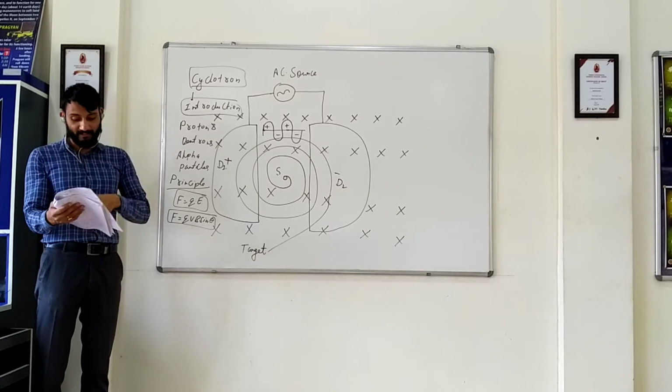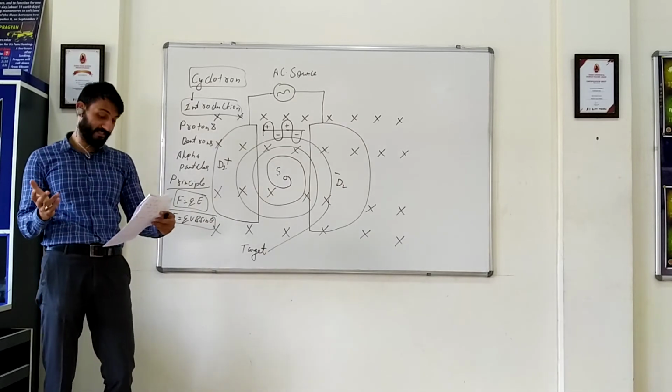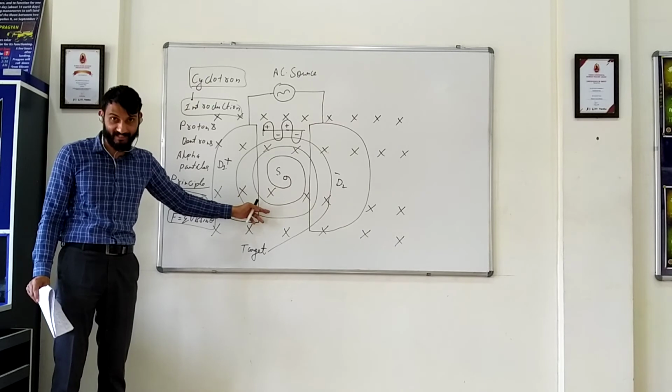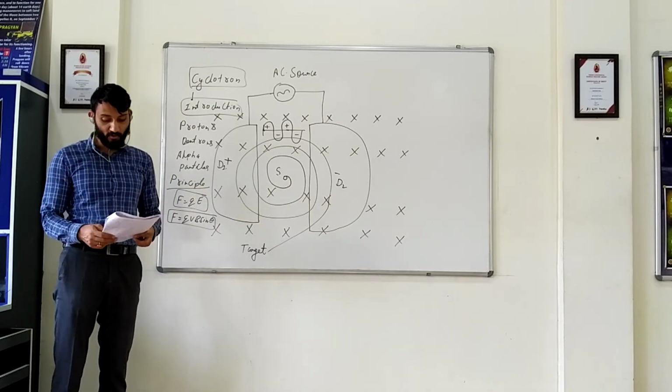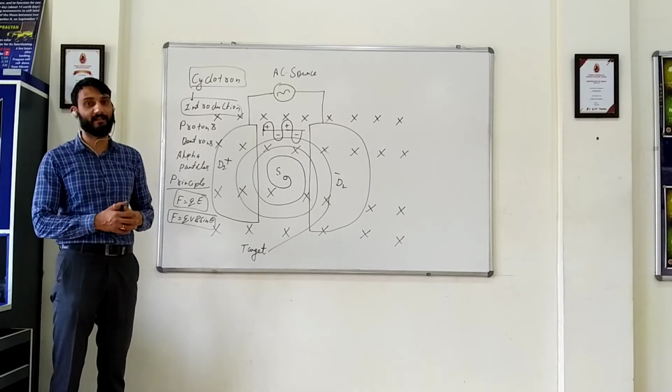Why will it never accelerate the electron? Because the electron's mass is negligible, and in that case the frequency changeover which was taking place when it was coming out creates a problem. Neutral particles such as neutrons cannot be accelerated. So these are the limitations.